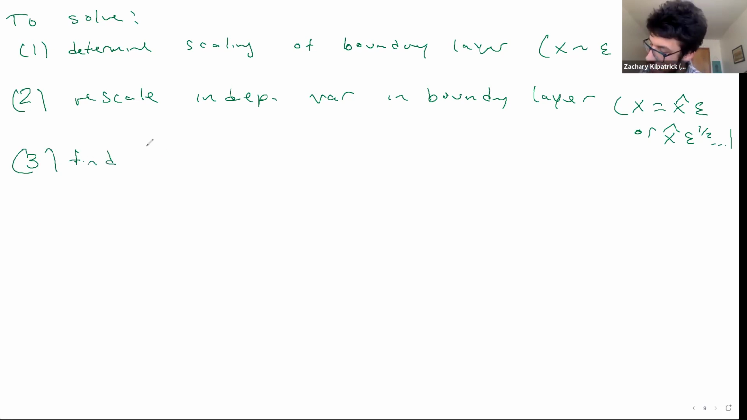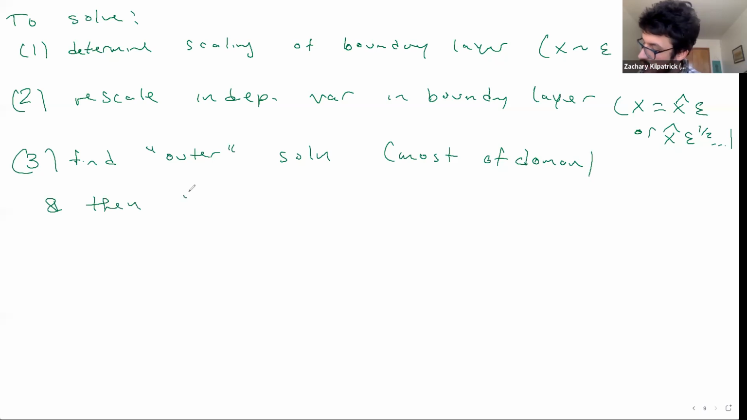The third thing that we do is that we'll find this outer solution, and we already identified the outer solution for that example problem that we talked about. It's just that exponentially decaying function. So that's going to be most of our domain. And then we find the inner solution, and that's going to live in our boundary layer.